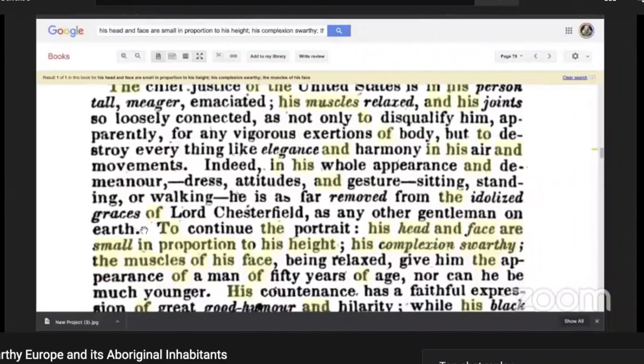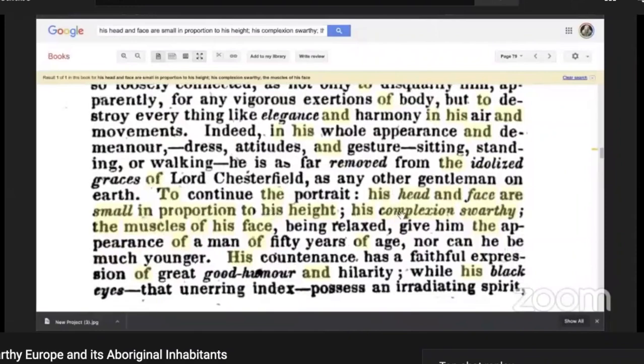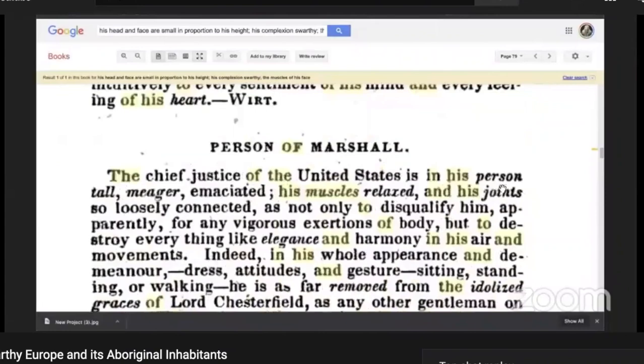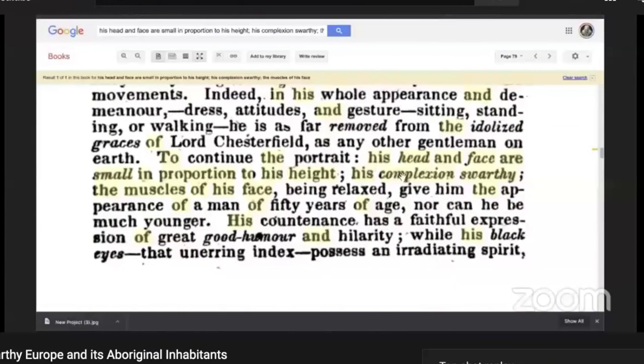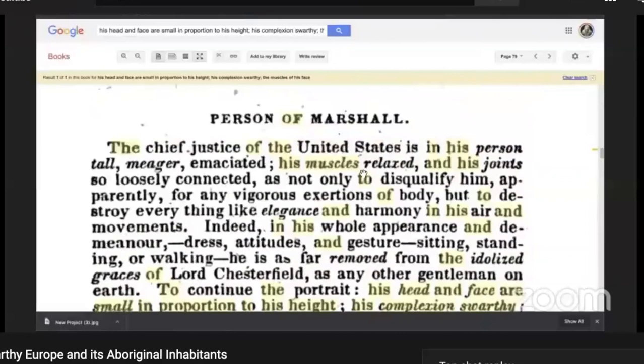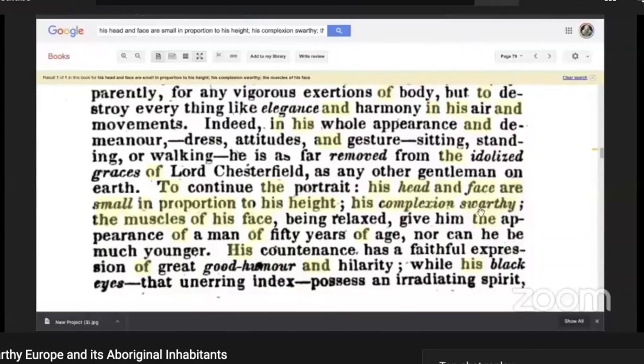To continue the portrait, his head and face are small in proportion to his height. His complexion is swarthy. All right, John Marshall, Chief Justice of the United States. I'm going to show you what Wikipedia shows us, right? But this is a primary source. Again, this is a primary source describing him. His complexion is swarthy. Swarthy means black. There's no going around that. That's black, dark skin. The muscles of his face being relaxed. All right, so it continues with him.